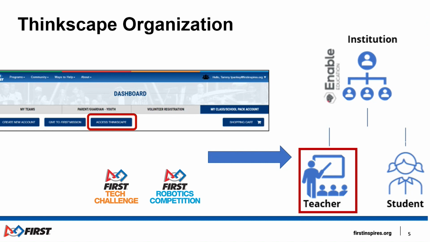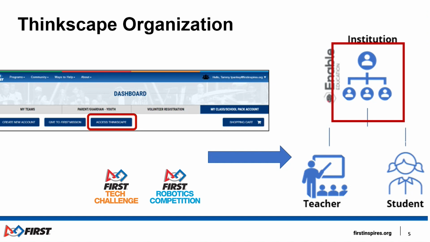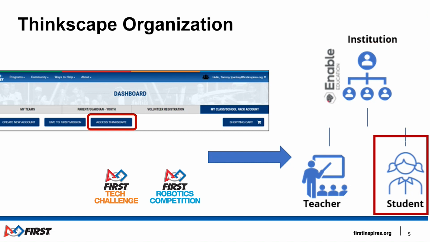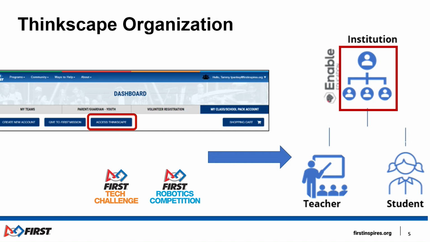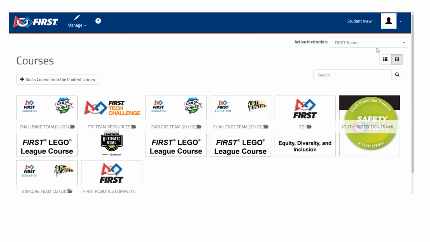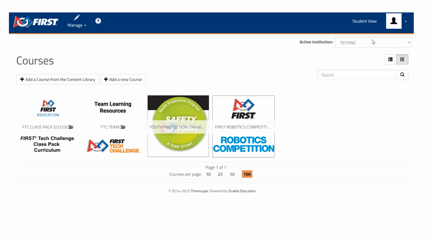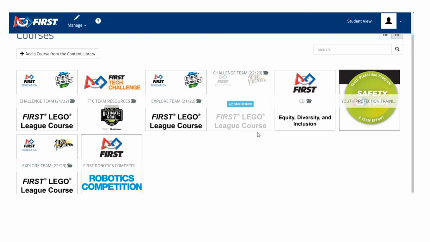Each team gets their own institution where they enter their own students. This keeps student data records available only to the teacher designated in the institution. If you access Thinkscape in several different ways, you may be part of multiple institutions. You can switch between institutions with the drop-down you see here at the top right-hand side.